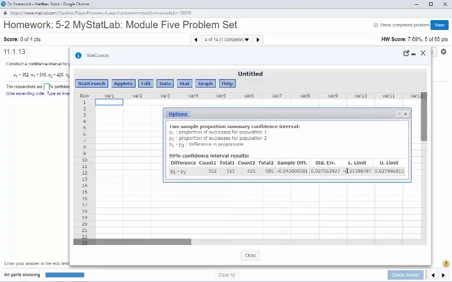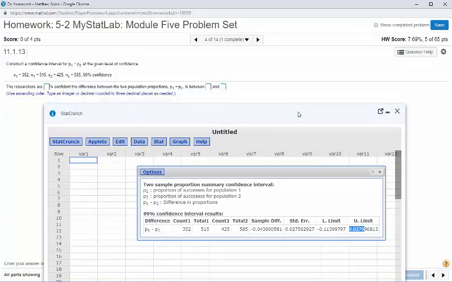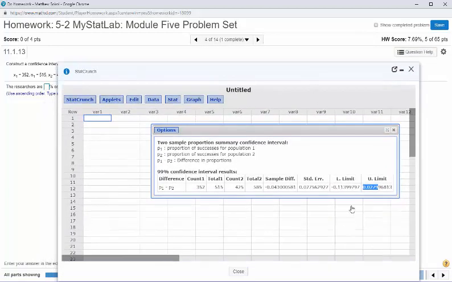Here's the lower limit, here's the upper limit of it. So it says round to 3 decimal places. So this is going to be negative 0.114 when I round it.